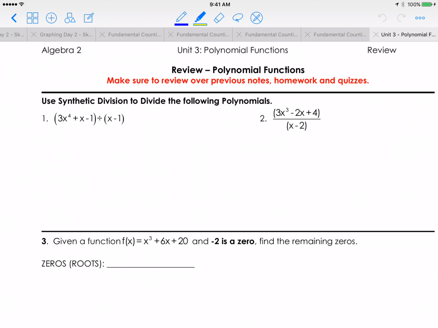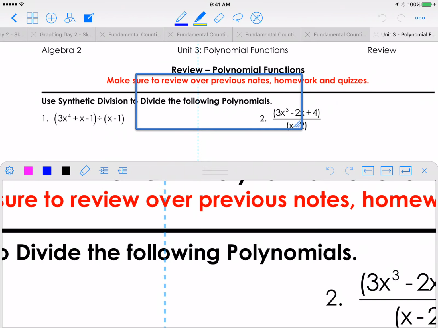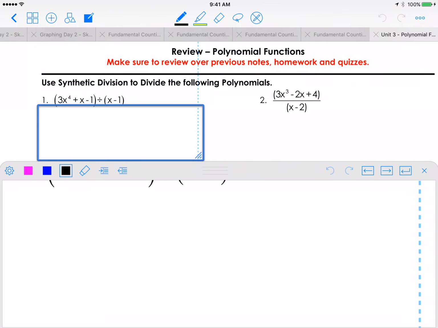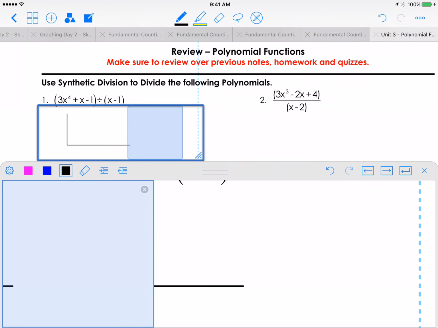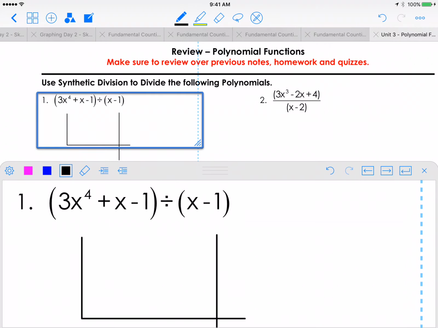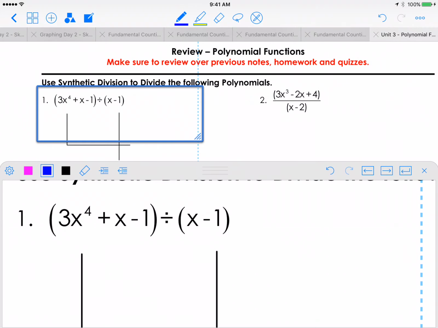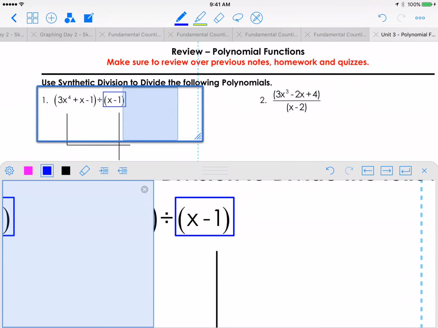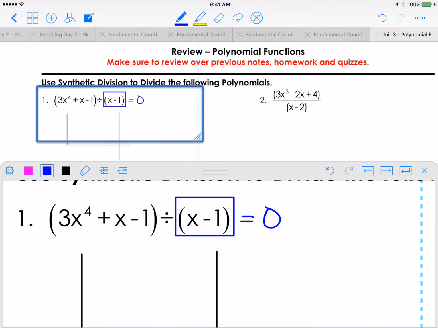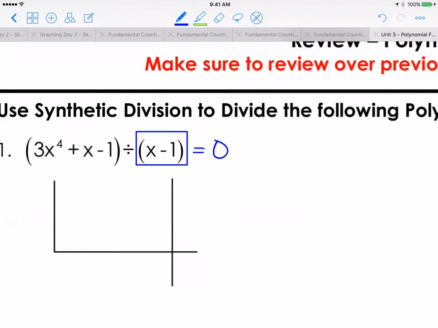Okay, so first problem says use synthetic division to divide the polynomials. So this is where we're doing our big four, and we're not finding roots here, we're just dividing. So remember, this is your divisor, and because it's in parentheses, you have to set it equal to 0, and then you have to solve for x. So if you set x minus 1 equal to 0, then x is equal to 1. And that's what you put on your side box right here.